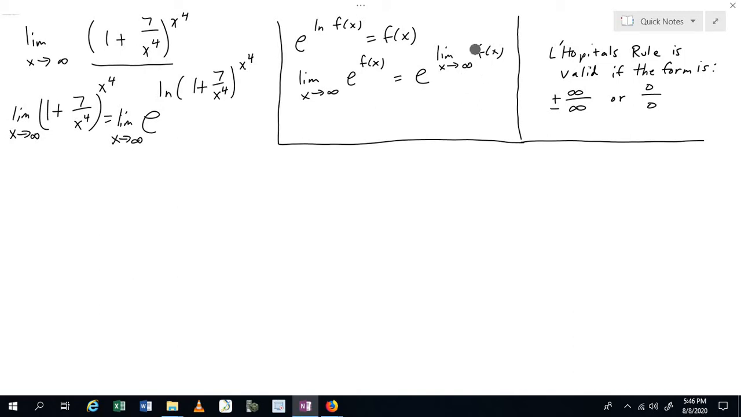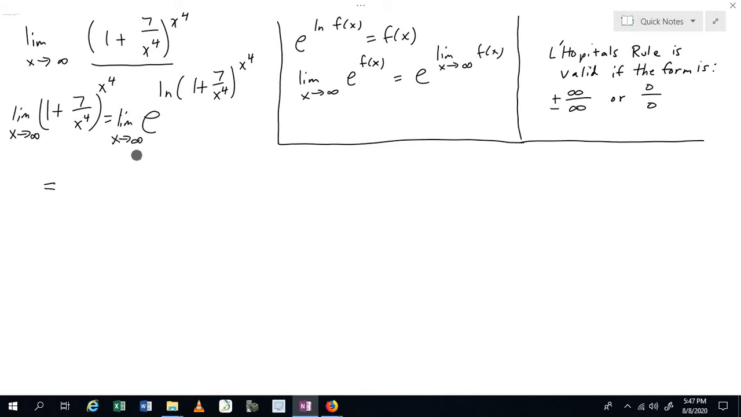So in other words, you can find the limit of this function first as x goes to infinity and figure out what that number is. Then this limit on the left-hand side is simply e raised to that number. Okay, so that's what we're going to do over here.